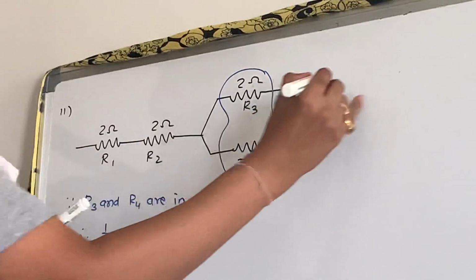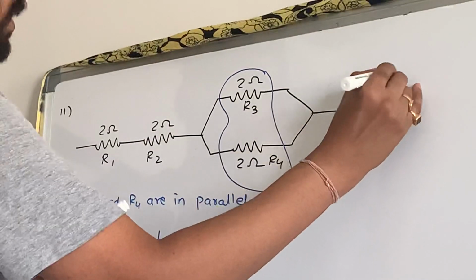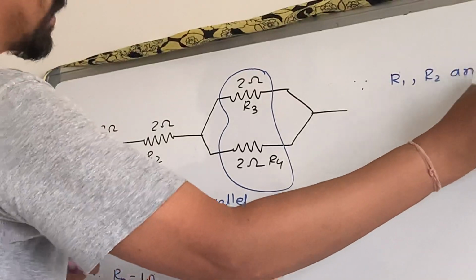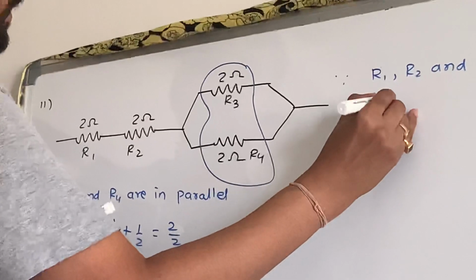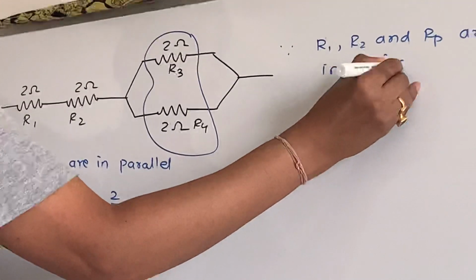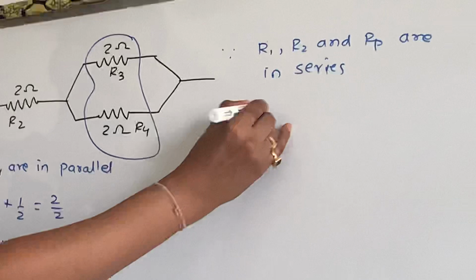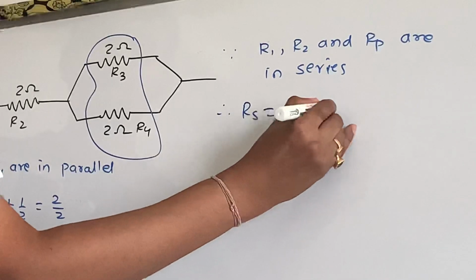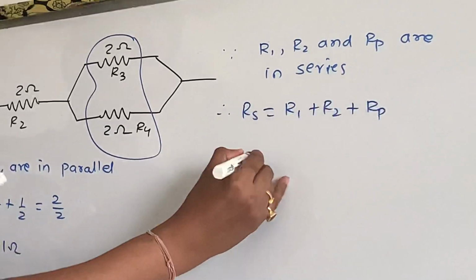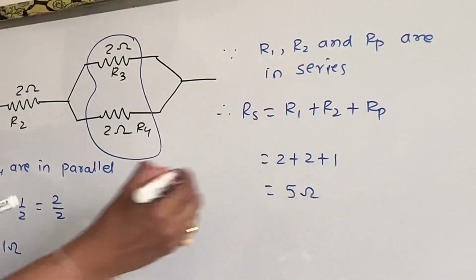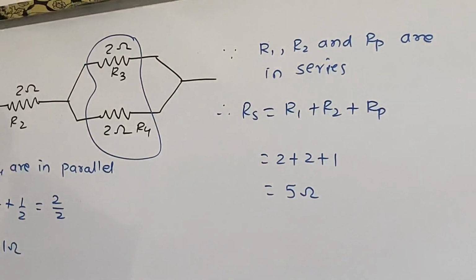Now in the next part, since your R1, R2 and Rp are in series. They are in what? Series. So I can write here therefore Rs is equal to R1 plus R2 plus Rp. That is 2 plus 2 plus 1. That comes out to be 5. Okay, this is your 10th.